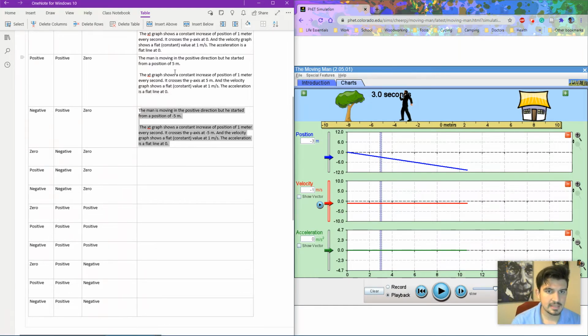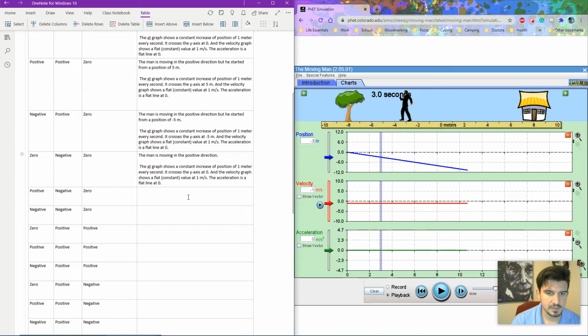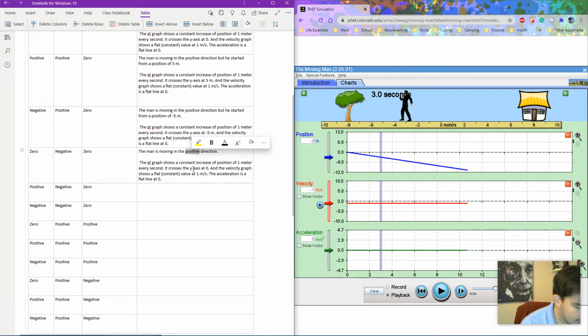So we can basically copy and paste everything we said above, but we have to make a few changes. The man is moving in the negative direction. Okay. We would say the XT graph shows a constant increase of position of -1 meters every second. Now, see, I'm still saying an increase of position of -1 meters. So we could call that a constant negative increase.